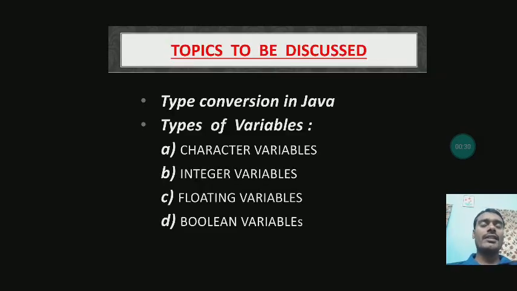Now, what is type conversion in Java? Type conversion in Java is used to convert one data type into another data type. Suppose you have integer data type, with the help of typecasting you can convert integer data type into some other data type. Like you can convert it into float, you can convert it into double in some decimal values. Okay. Or some decimal data type can be converted into integer data type.